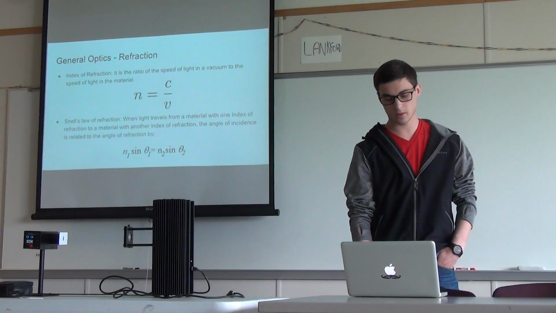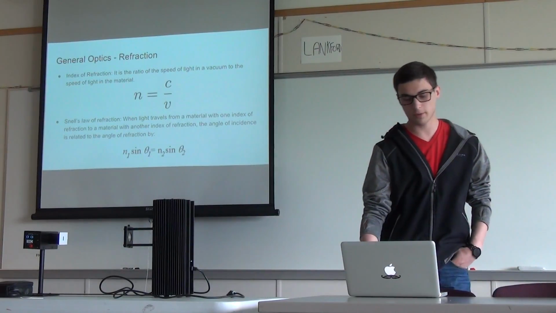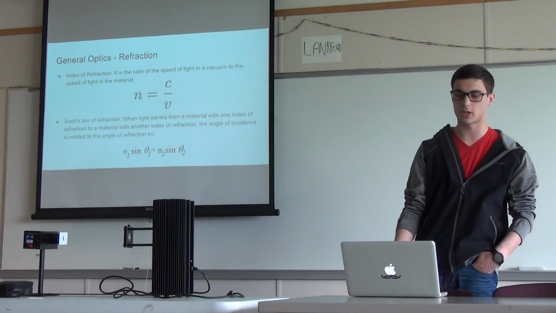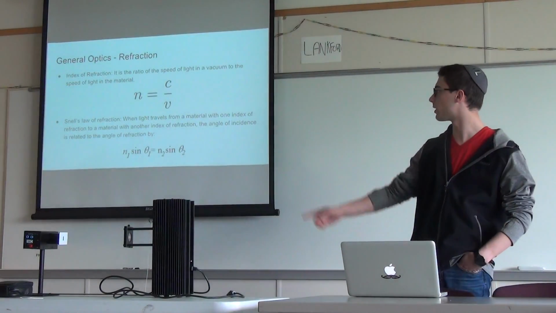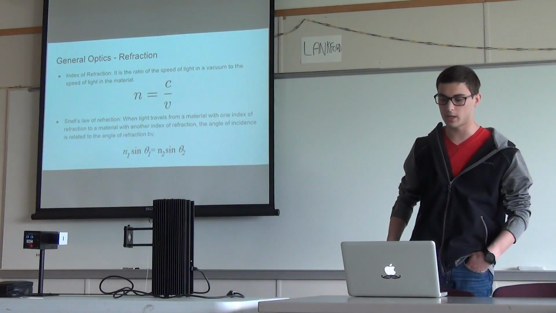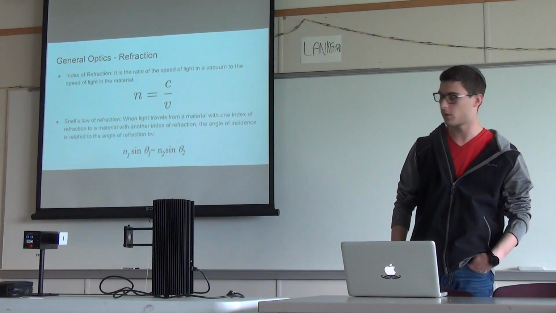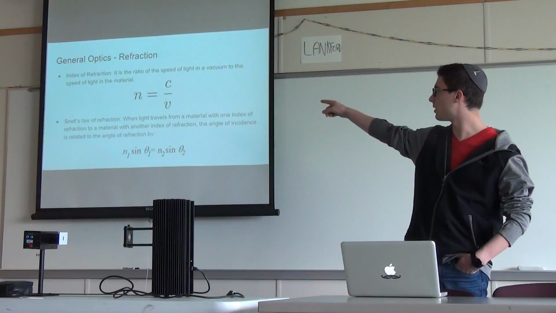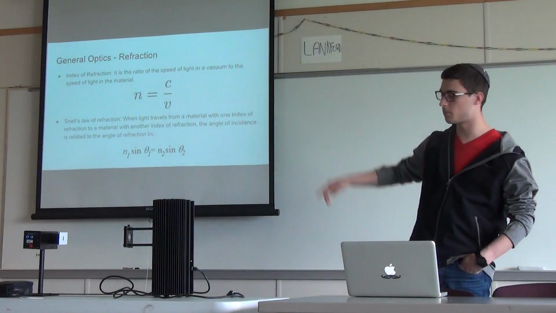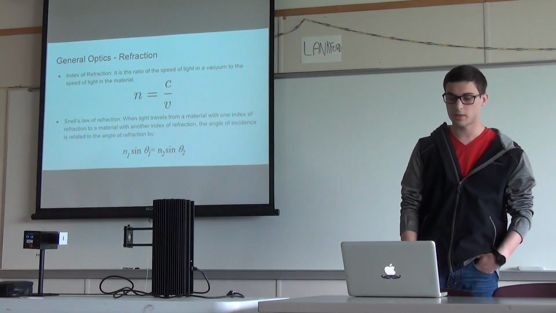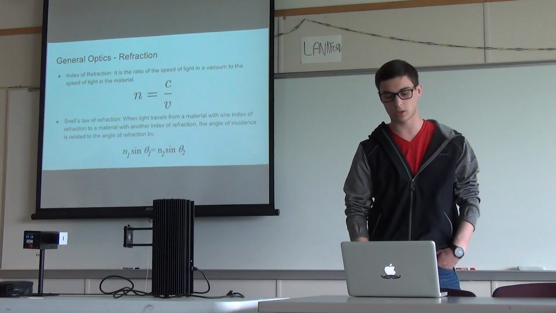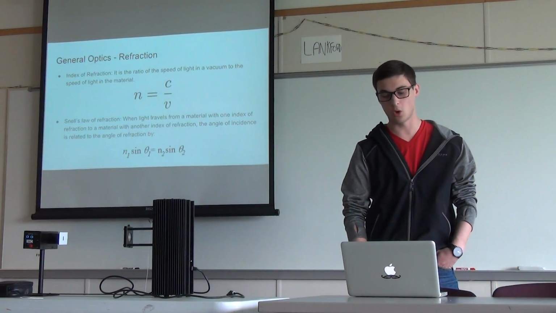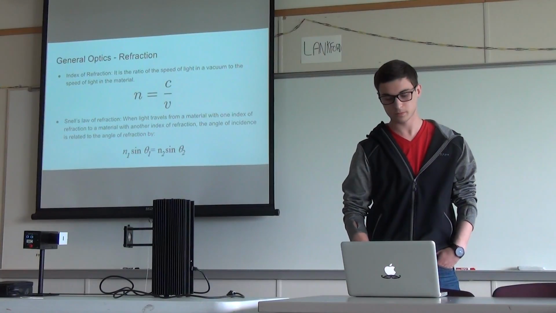And then light can travel through materials, but the light moves at a different speed in each material. The index of refraction, n, is modeled by the equation: the speed of light in a vacuum over the speed of light in the material. This is used in Snell's law of refraction to find the angle at which the light ray will leave one material or enter another material.